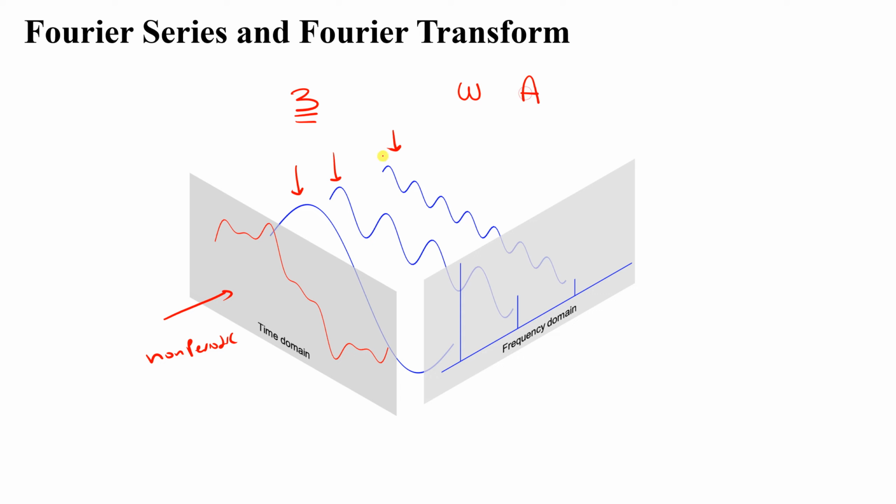So when we plot this in the frequency domain using Fourier transform for non-periodic, again non-periodic, it will be like this. It will be this frequency omega 1, this frequency omega 2, this frequency omega 3, and the corresponding amplitude A1 amplitude of the signal, A2 amplitude of this signal, and A3 amplitude of this signal.